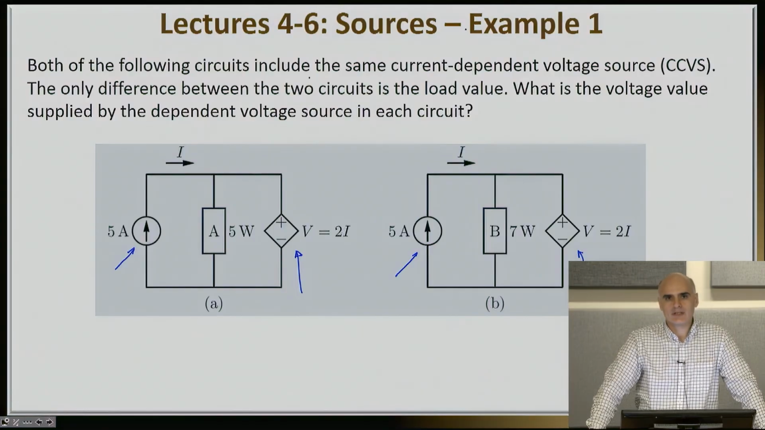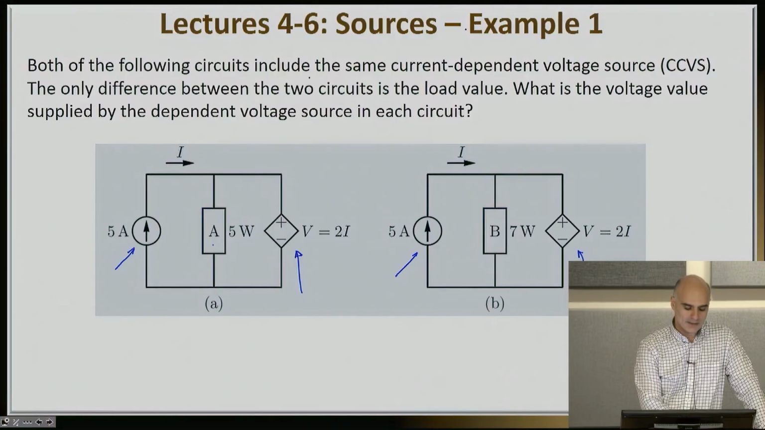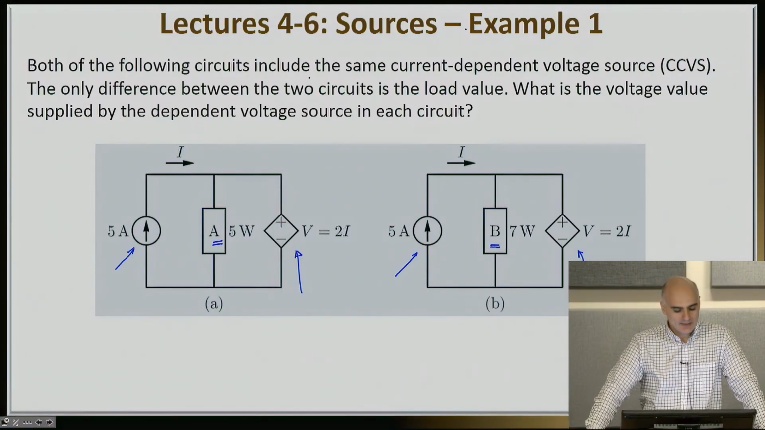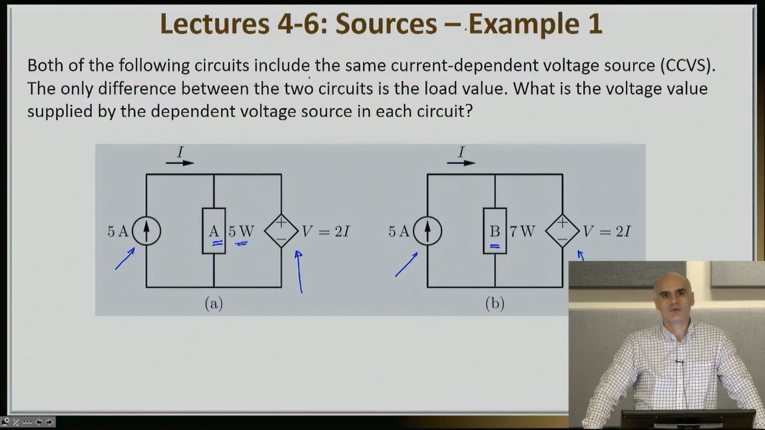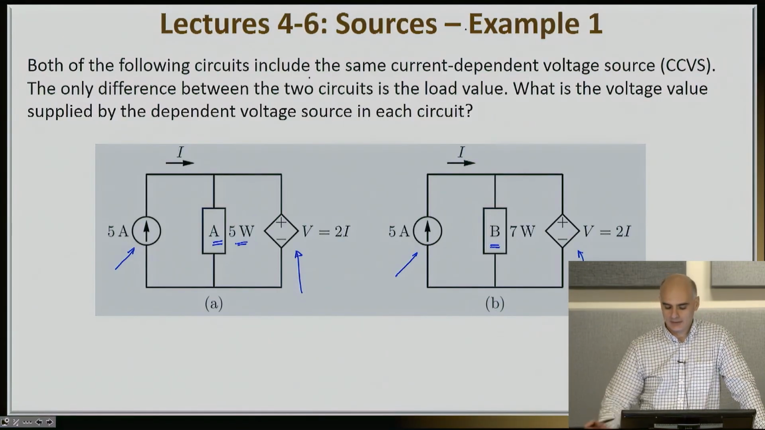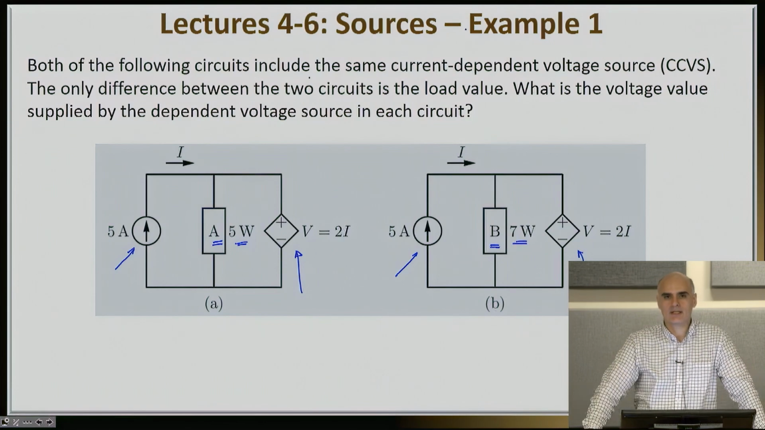The only difference in those circuits is that there is a device in each one of them. Here's device A to my left, and here's device B to my right. Device A is absorbing 5 watts of power, so it's a load that requires 5 watts to operate, while device B is a 7-watt load.